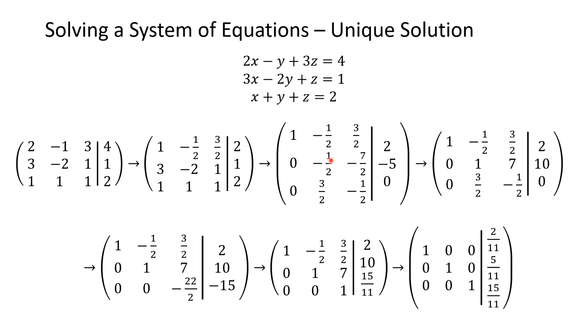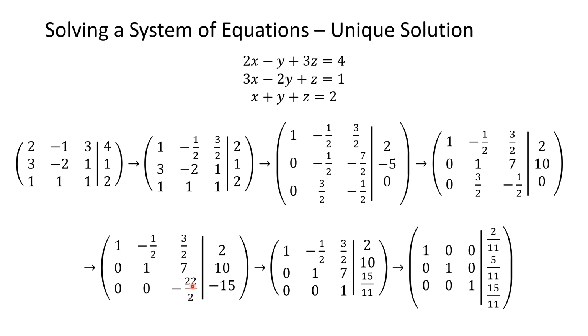The next step is to get a 1 here in this middle term. So we multiply by minus 2, and we get 1, 7, 10. No other changes in going from here to here. Again, this system is equivalent to this. Then we want to get a 0 here, so we multiply by minus 3/2 and add this second row to the third. And we get this here.